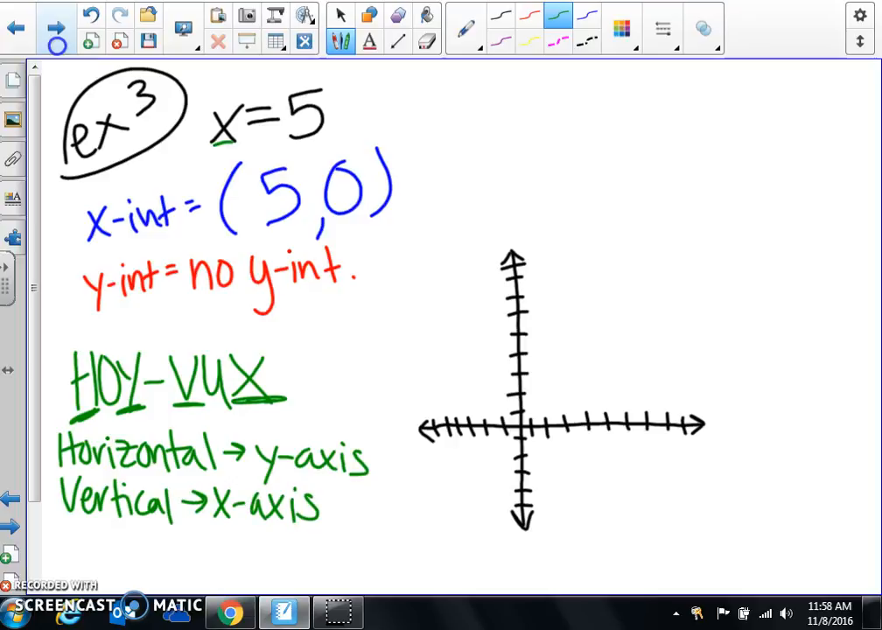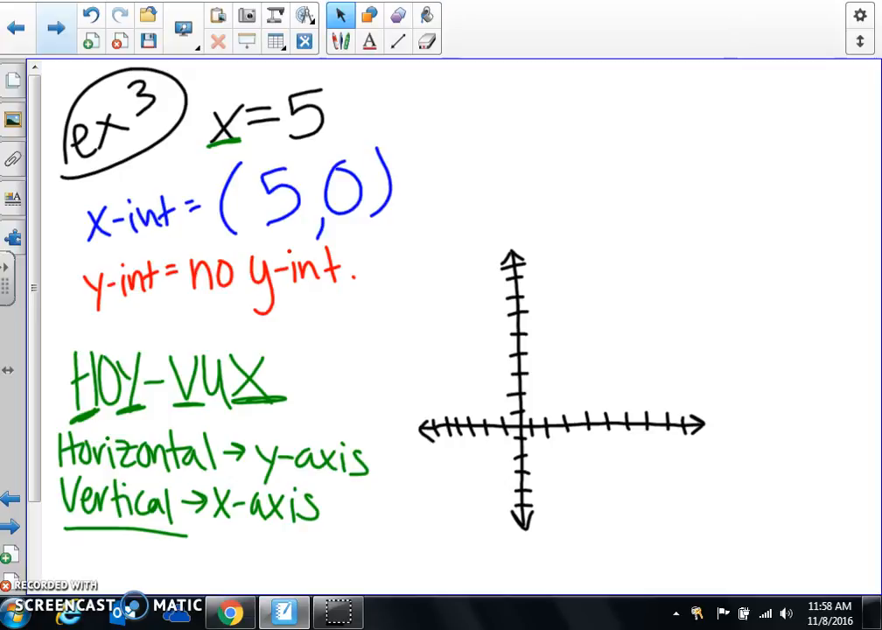So this is an X equals equation. So I'm going to have X equals, so it's a vertical line. Just in case you forgot what vertical means, remember LeBron James has a crazy vertical. That means he can jump really, really high, which means it's up and down. So vertical is up and down.